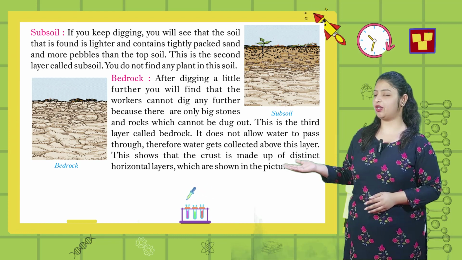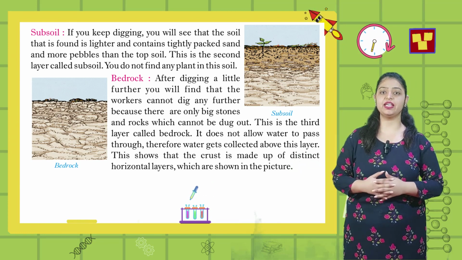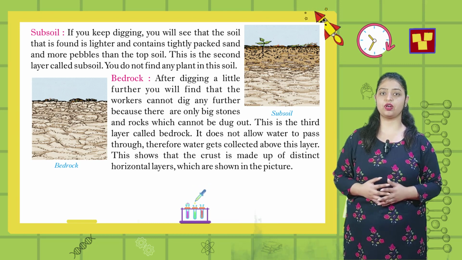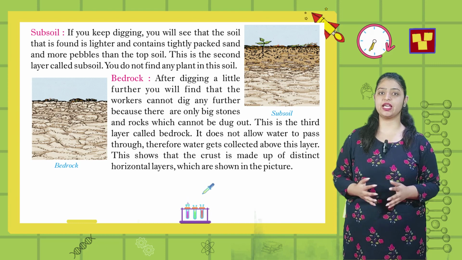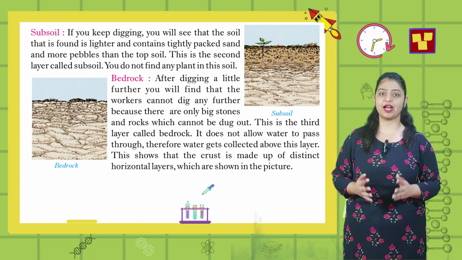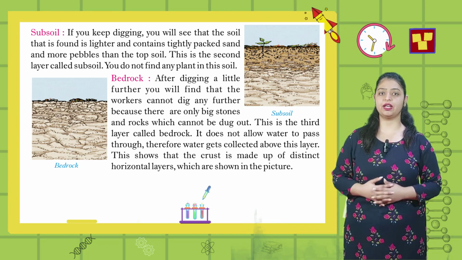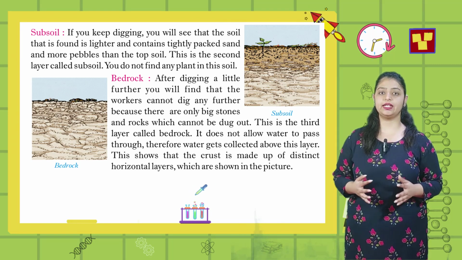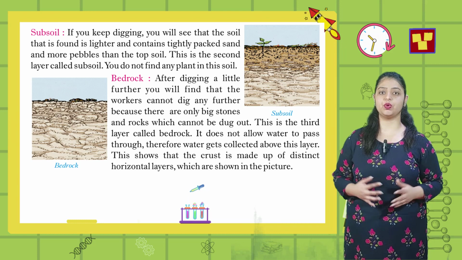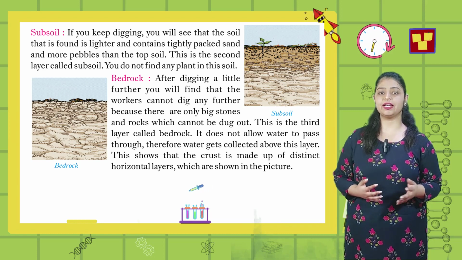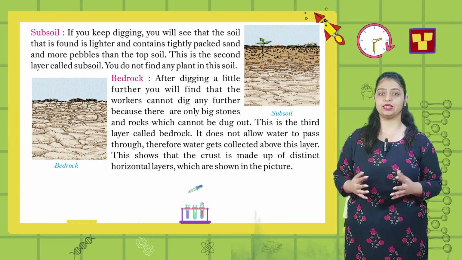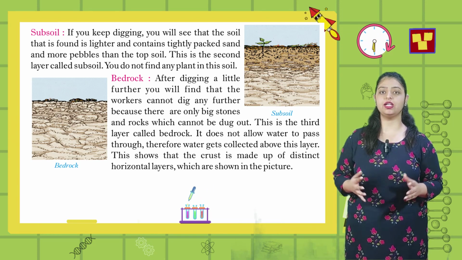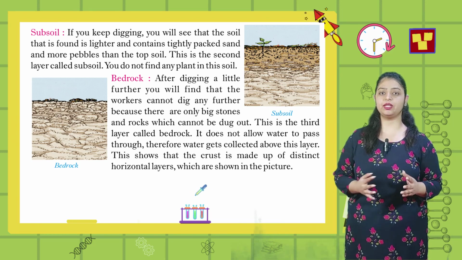Next is bedrock. After digging a little further, you will find that the workers cannot dig any further because there are only big stones and rocks which cannot be dug out. This is the third layer called bedrock. It does not allow water to pass through. Therefore, water gets collected above this layer. This shows that the crust is made up of distinct horizontal layers, which are shown in the picture.